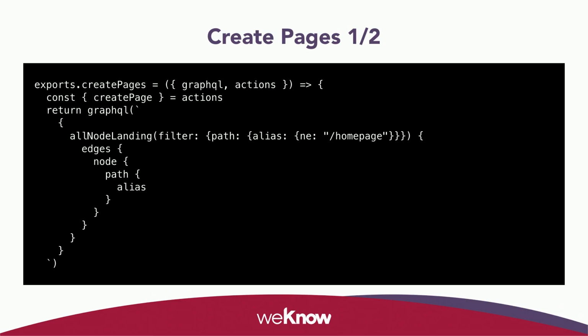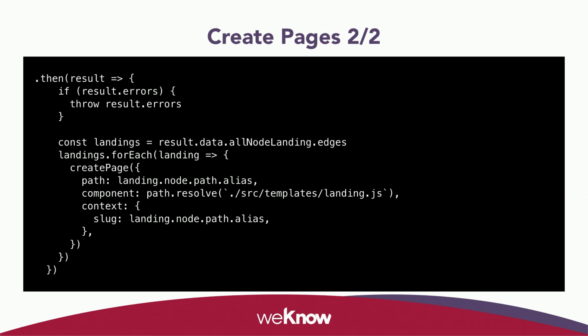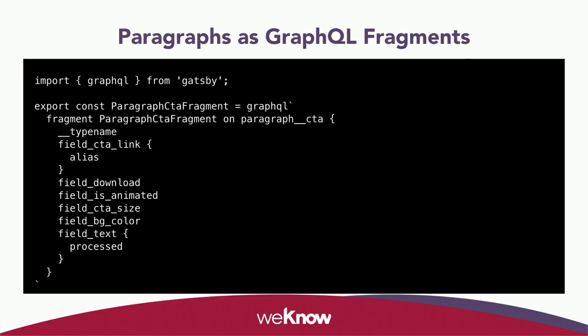How do you create pages? Well, there is an event called createPages. Basically, you run a GraphQL query, and then you start calling the createPage function for creating all those pages for you. And remember what I was mentioning? We have all those paragraphs for managing content. So we create one GraphQL fragment file for each one of our paragraphs, where we have the query. We have the fields here.